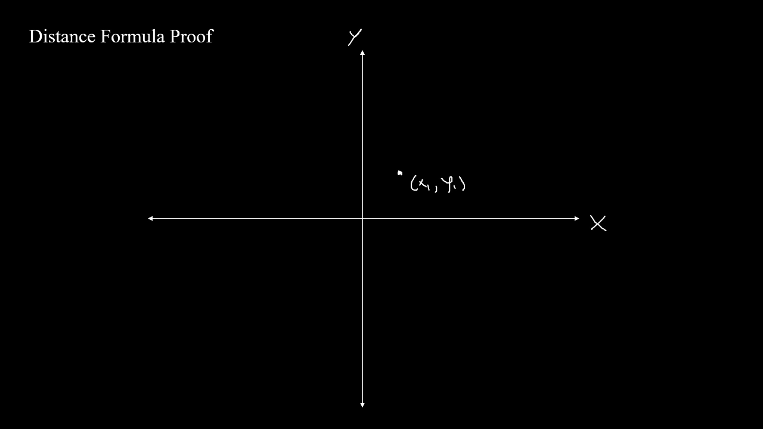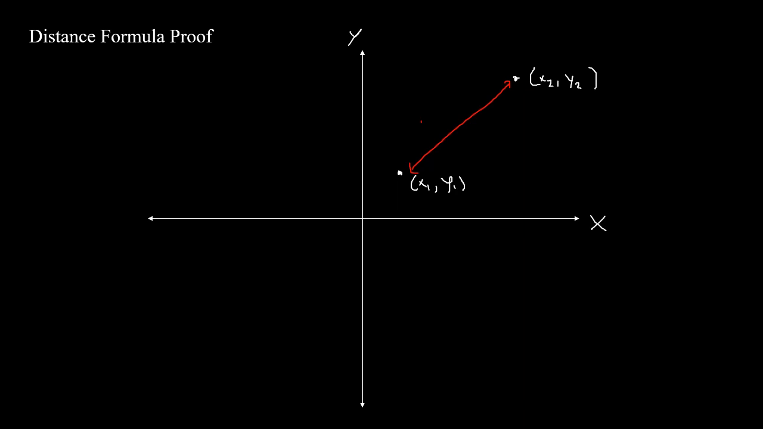And let's say we have another point called x2, y2. So how exactly will we find the distance between these 2 points? What's the distance?